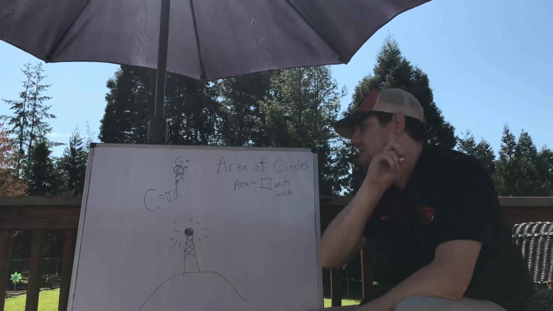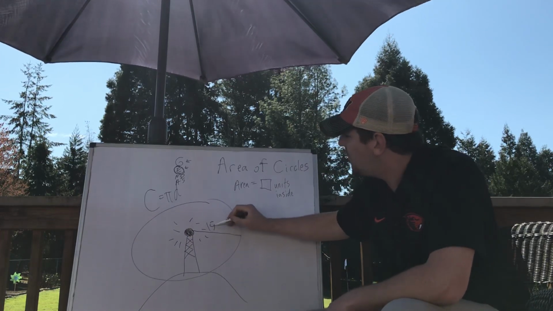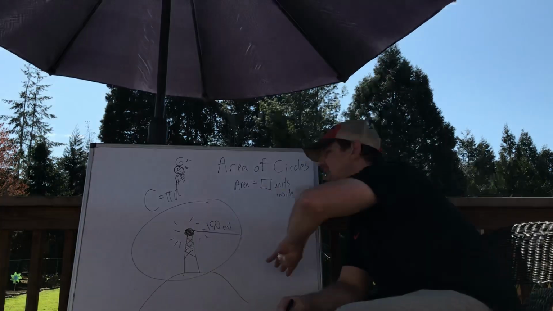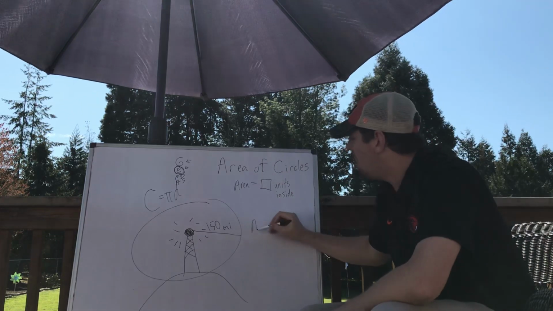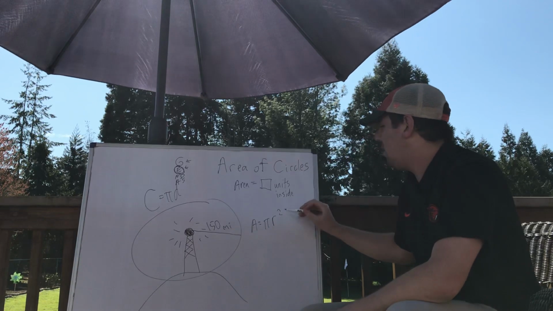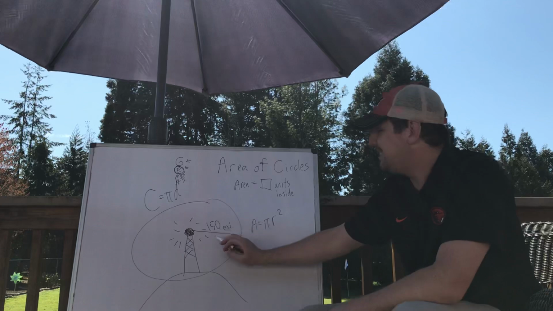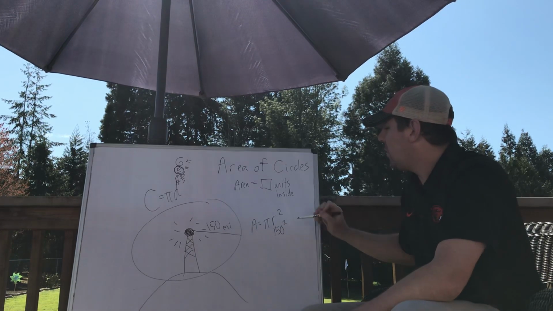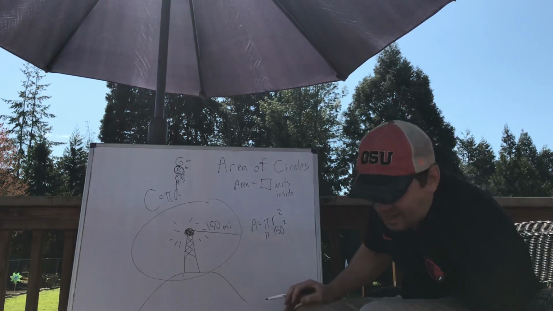It's sending out a signal 150 miles in radius, which means it is covering a huge amount of area. We want to know how many square miles will be covered. So we're going to use our area formula. Here's our area formula. We need the radius. Is that the radius? Yes. So we're going to put 150 where the radius is. We're going to square it and then times it by pi.